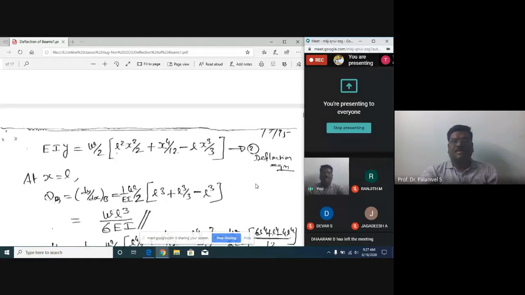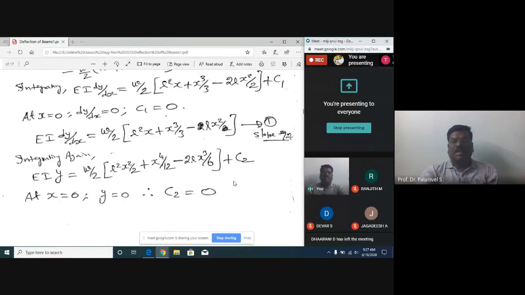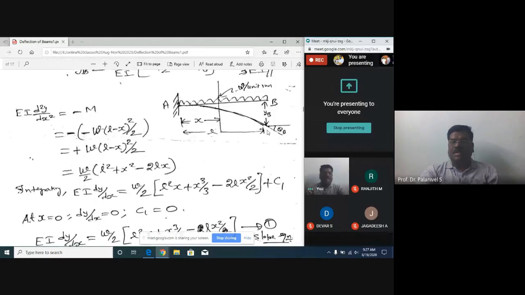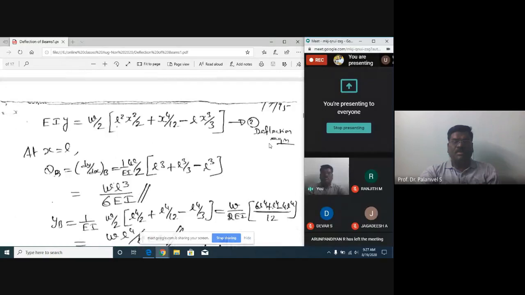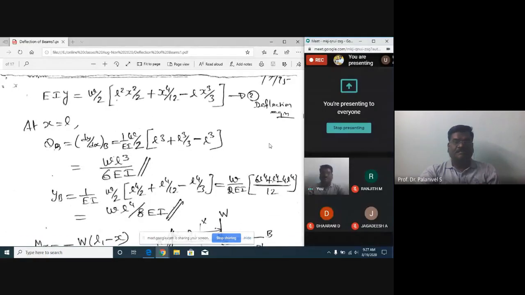Now, we are interested in determining the value, because in this cantilever beam, the angle of rotation as well as the deflection are maximum at the free end. We are interested in determining these values at the free end. So at x is equal to L, that is at the free end, at B, that's the meaning of it. Slope theta B is equal to dy by dx, that is the angle of rotation at B.